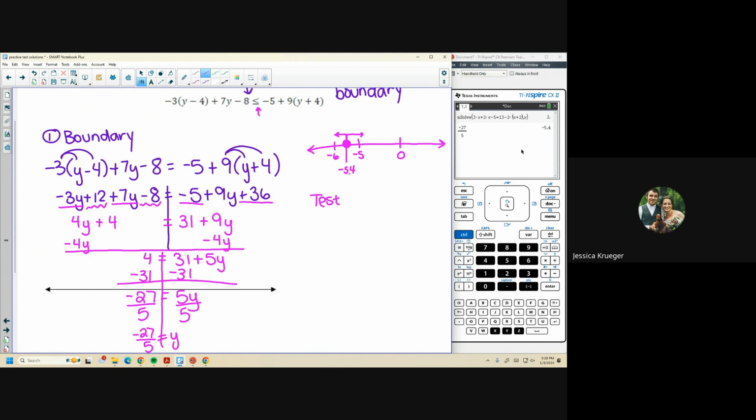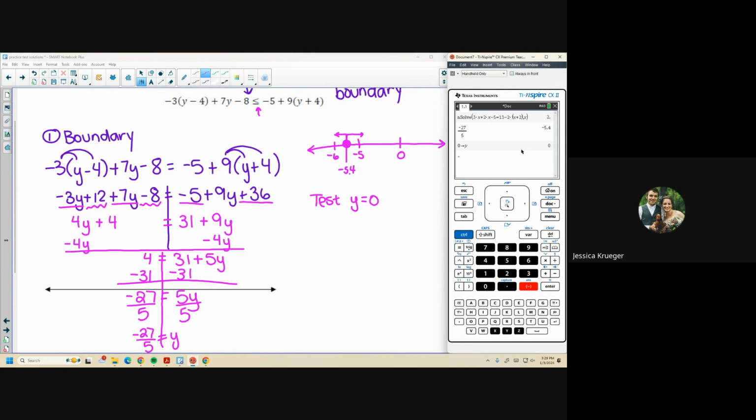So I'm going to test 0. I'm going to test y equals 0 and see if it makes it true or false. So I'm going to go to my calculator. I'm going to take 0 and store it as y. Hit enter. And now I'm going to type in my inequality.